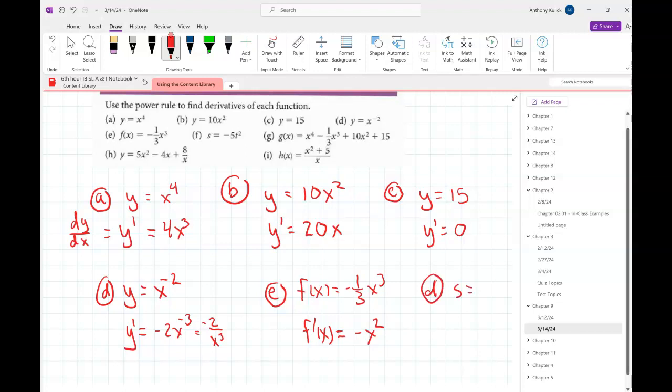So we have s is equal to -5t squared. What do I write here? Good. What other way could I write this other than s prime?